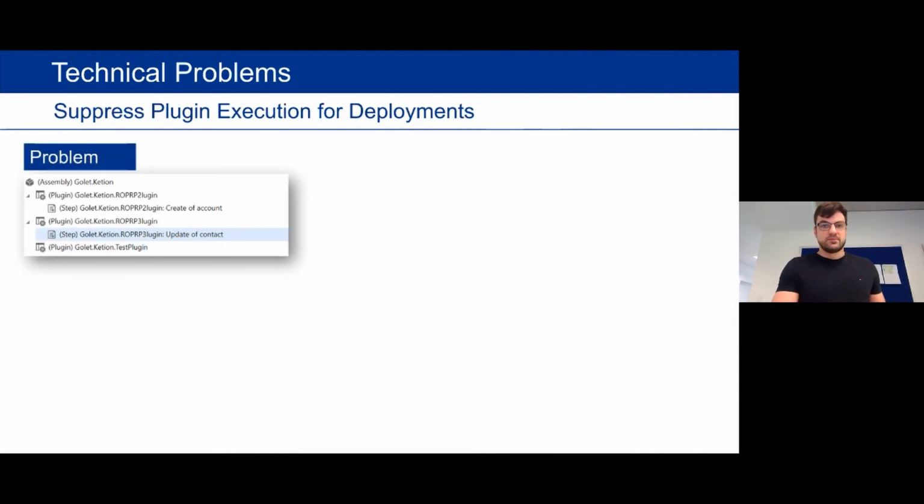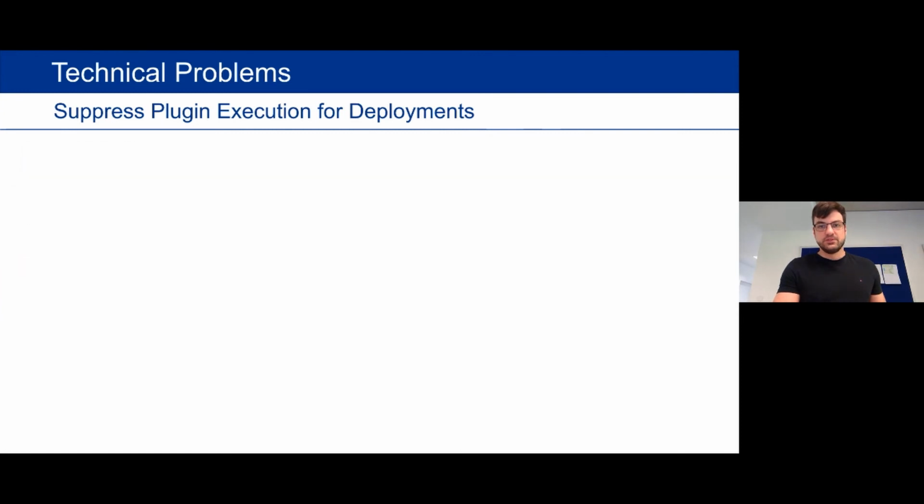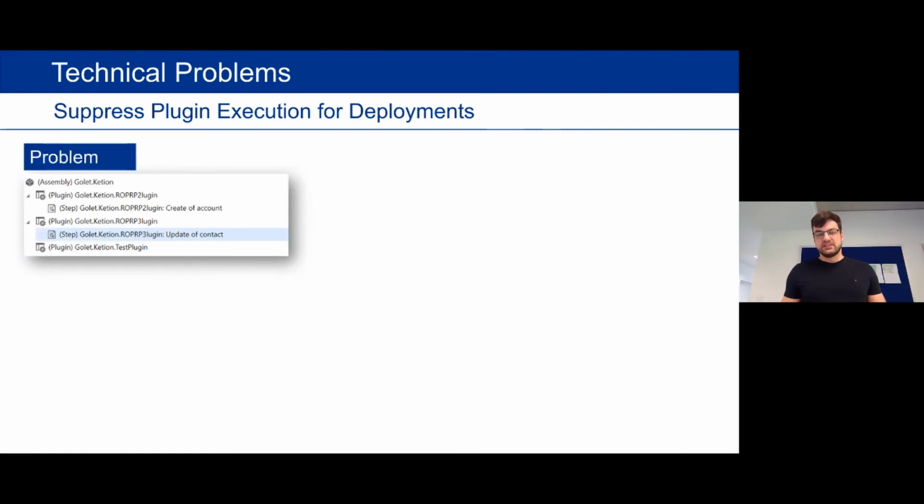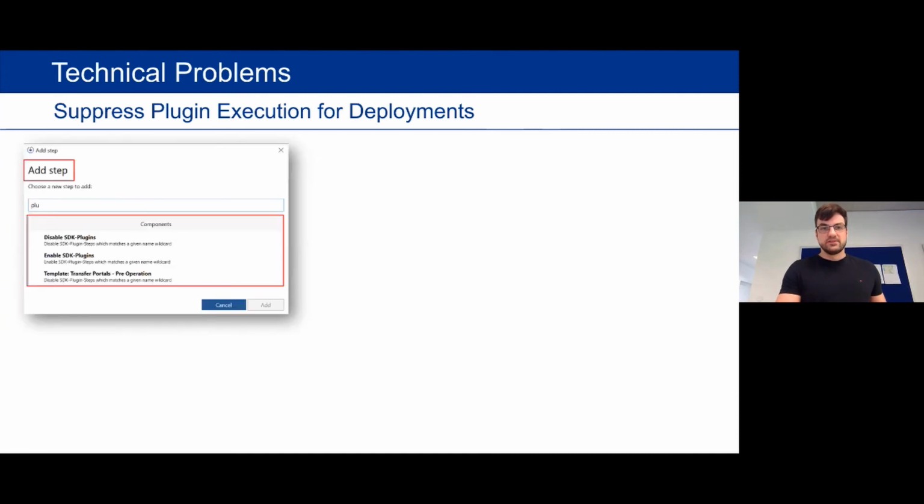Okay, first plugin execution. So from time to time, you need to disable plugin steps during the import process. And what people usually do, they go to the system, plugin registration tool, and disable it. Yeah. And I say we try to avoid manual steps. So this is why we can do it automatically. In this case, we have two plugins with actually two steps here, and we would like to disable it. So that's a very easy task.